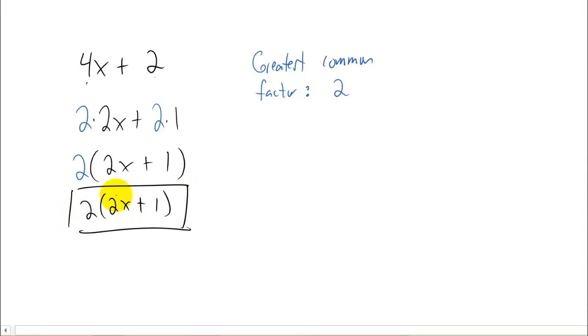Again, if you're not sure about your answer, try to multiply the thing back out. You're really good at that now. So if you multiply 2 by 2x, you get 4x. And if you multiply 2 by 1, you'd get the plus 2. So you can always double check your answer to make sure that it's correct.